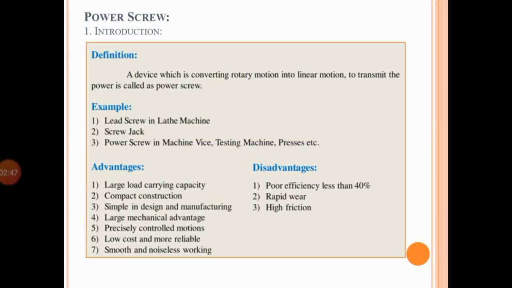Third, and very common to everyone, is the example of testing machines, the universal testing machine in civil department laboratories. All are examples of power screws.